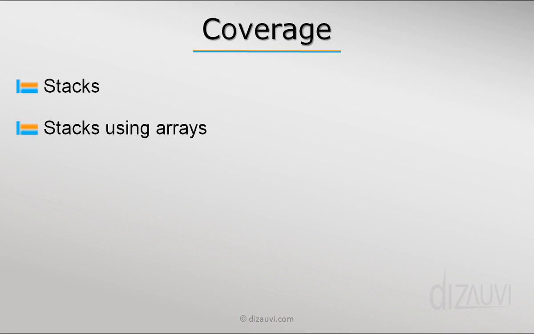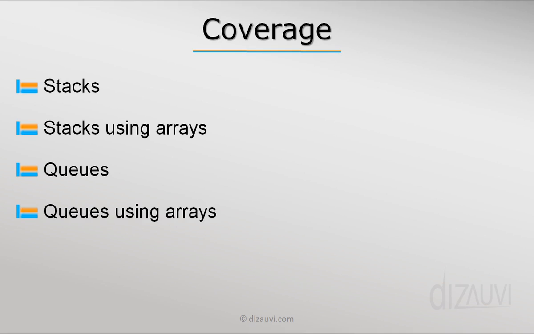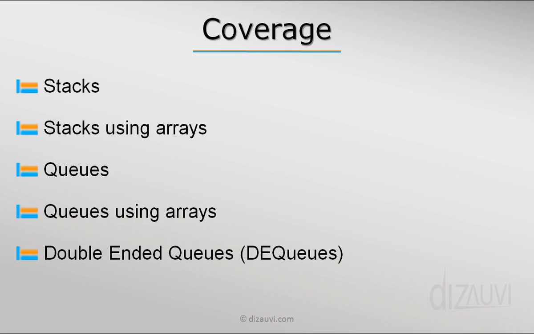In this section, we will look at two new types of data structures. First, we will see stacks and its implementation using arrays. Then we will move on to the second type of data structure called queues and its implementation using arrays. We will also see what are double-ended queues and how to implement them using arrays.